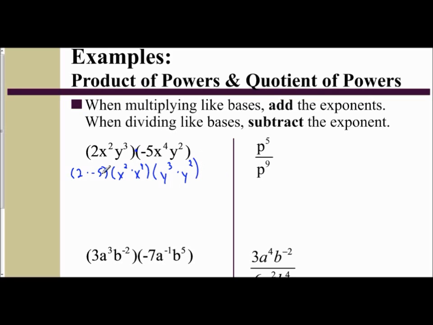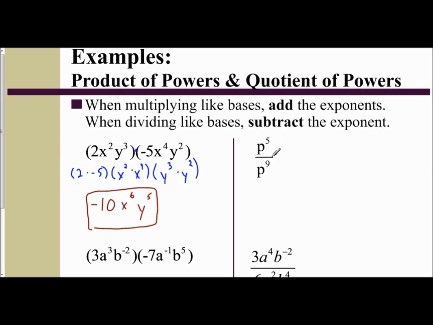And you can simplify this. 2 times negative 5 is negative 10. When you're multiplying like bases, you add the exponents. So 2 plus 4 is 6. Multiplying like bases for the y, so add the exponents, and 3 plus 2 is 5. So my final simplified version by applying the product rule is negative 10 x to the 6th, y to the 5th.